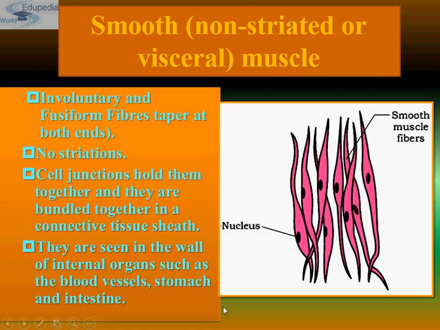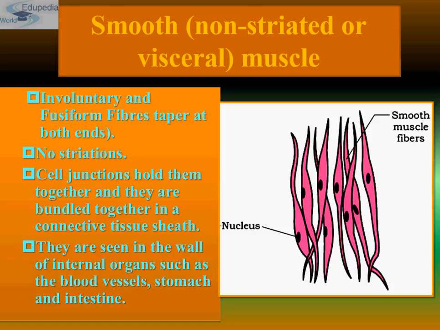Are they showing any lines or what? No, and that's the reason they show no striations. Okay, cell junctions, they hold them together and they are bundled together in a connective tissue sheet. Okay, and the walls of the internal organs such as blood vessels, stomach, intestine, they contain this type of muscle tissue.